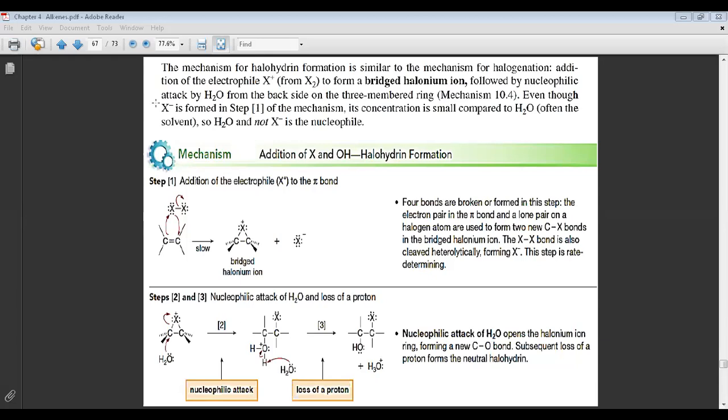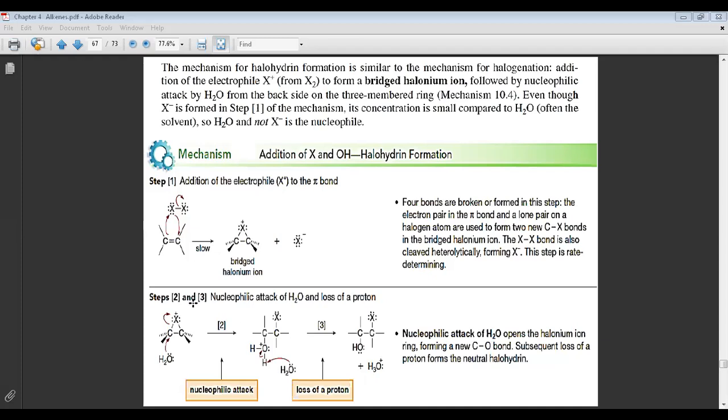Okay, I explain for you all the mechanism. Now, look at the first step, the addition of the X and OH in the halohydrin formation. Now, take the halogen. We said we polarize the halogen molecule, and here it will attack and give you the bridge intermediate. Okay, this first step is easy, no problem.